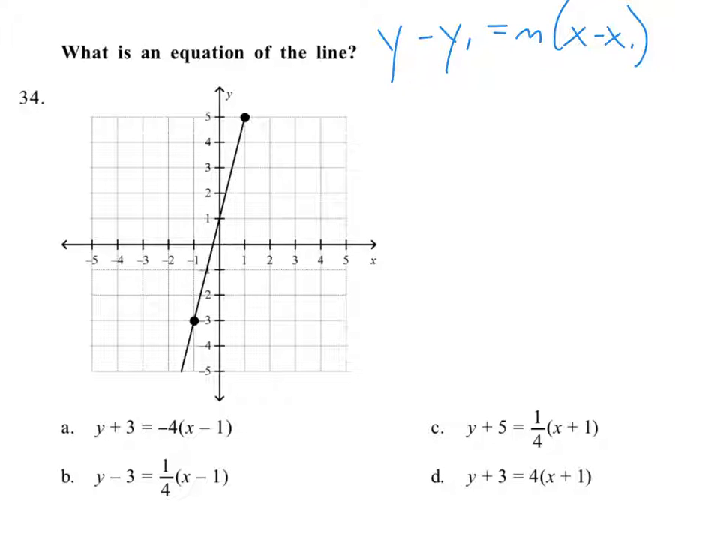Now watch. You can pick any 2 points. Like if you pick the 2 points that are closest together, like this one and that one, then you'll get a number that you don't need to simplify. But if we just use the points that they gave us, then we can say, how much do you rise? How much do you run?